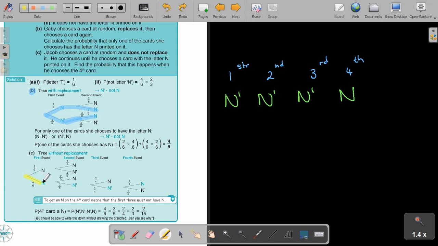So it's going to be not, not, not, but then he chooses an N. Can you see? What do we do in branches? We multiply. So that's why it was 4 over 6, multiply 3 over 5, multiply 2 over 4, but now not multiply 1 over 3, but multiply the top, which is 2 out of 3. And that will be your final answer.